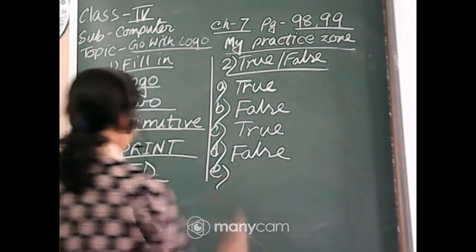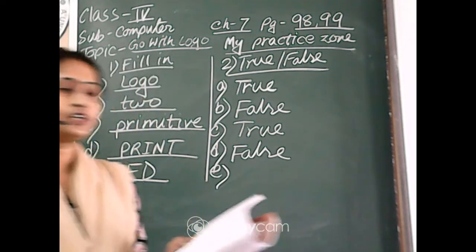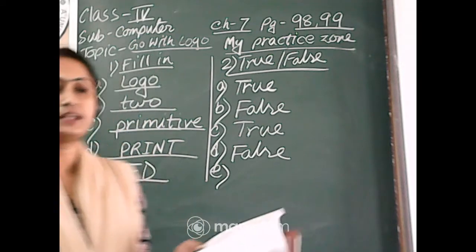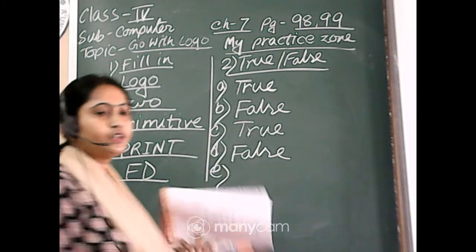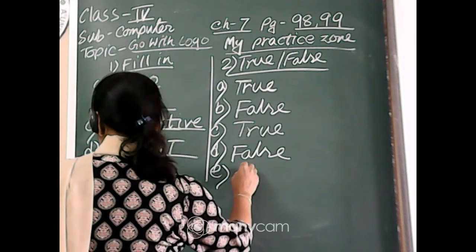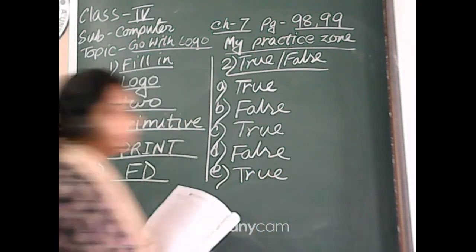Next number E. Arithmetic calculations can be done using Logo. Yes, arithmetic calculation, that means addition, subtraction, multiplication, division, we can do using Logo commands. So number E is true.